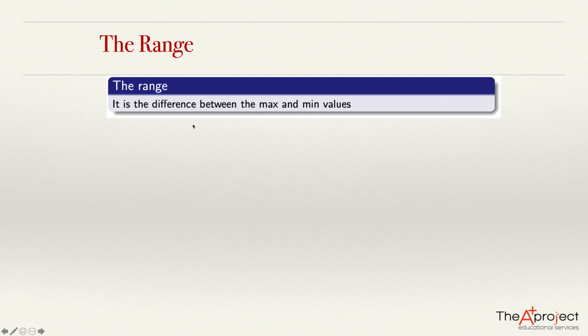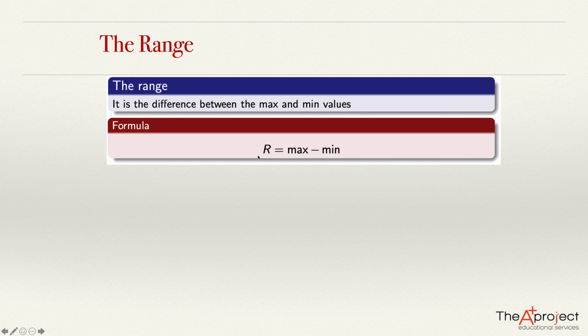The range is defined in a very easy way. It is just the difference between the maximum of the values and the minimum of the values. So if we want to use a formula, it is R equals maximum minus minimum. So if you see the data set, look for the maximum value, the minimum value, and just make this subtraction.